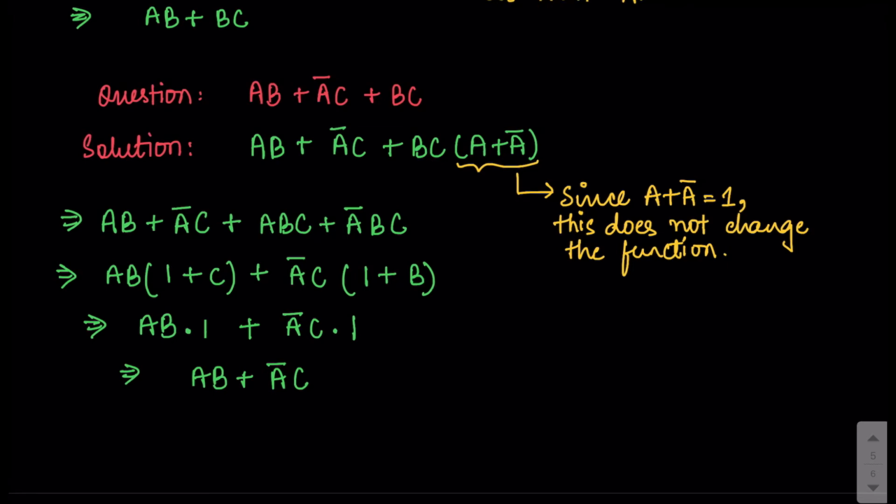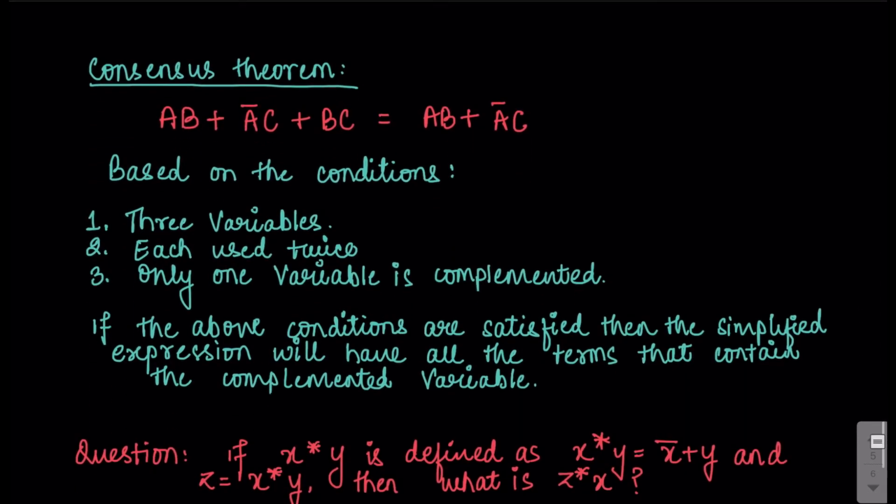This particular thing is actually a theorem which is called the consensus theorem. To identify when you can apply the consensus theorem, you need to see 3 points. First, there should be 3 variables. Yes, in our example, we have the 3 variables a, b and c. Each of the variables must be used twice. We are using each of the variables 2 times, and only one of the variables should be complemented. In our case, a is the variable which is complemented.